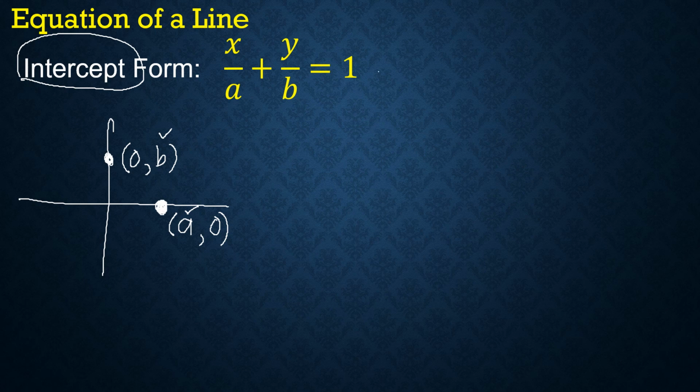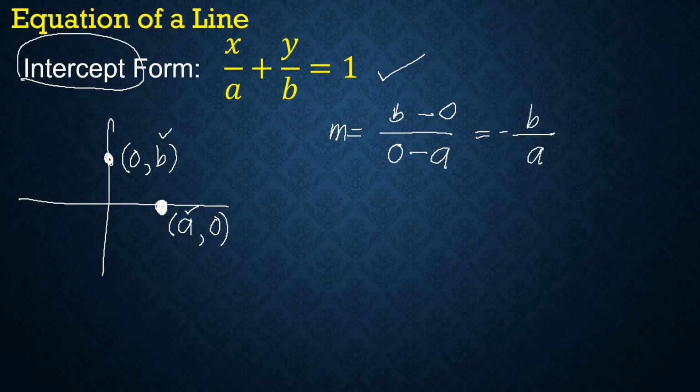Now, paano natin nakuha ang x over A plus y over B equals 1 form? So, kunin natin ang slope. Anong slope ni point na may coordinate 0, B, and A, 0? So we start on the first pair. We have B as the y, 0 as x. So minus, minus. On the second pair, 0 ang kanyang y, A ang kanyang x. So we have B over negative A, or negative B over A.